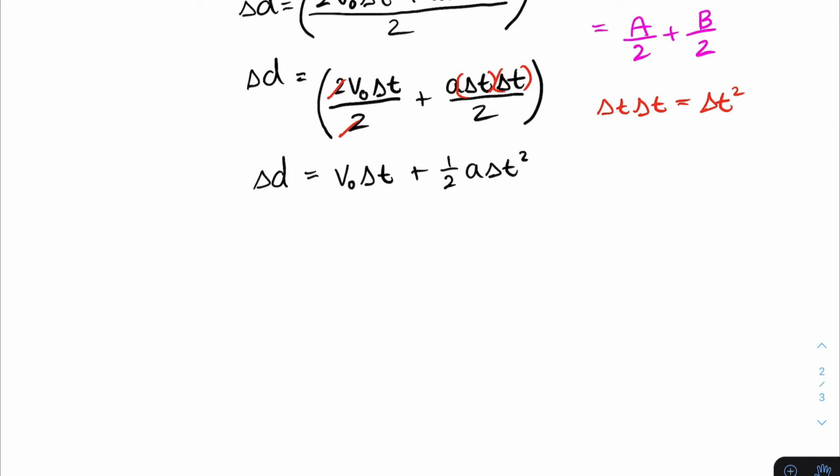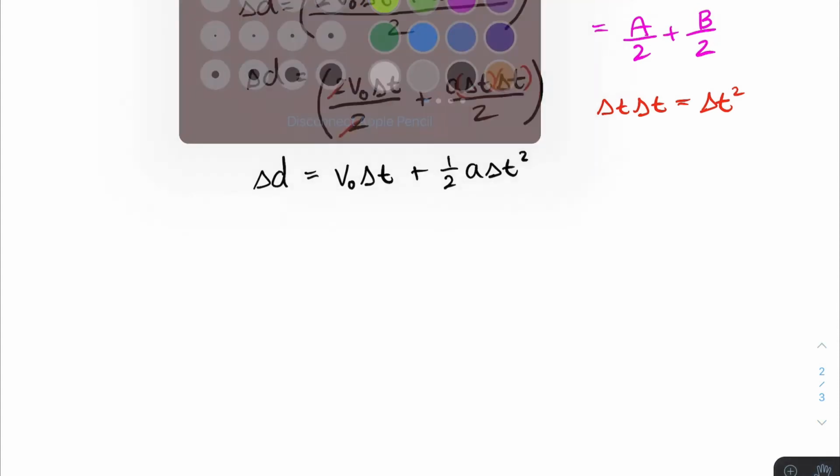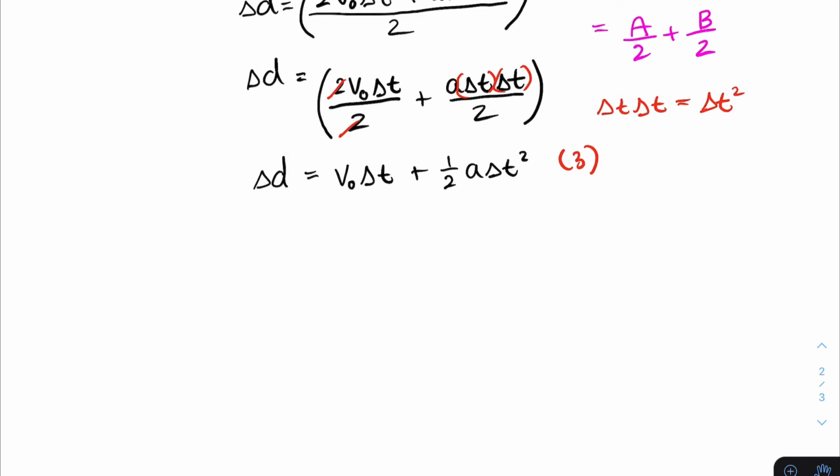Now, technically, this is the equation. That's it. It's beautiful to some people. I don't think it's beautiful, but some people call this equation number 3. I think it looks unfinished, and Newton wouldn't be so happy with it. So let's try to get a more beautiful form of it. In order to do that, there's going to be an equation that comes out of nowhere.